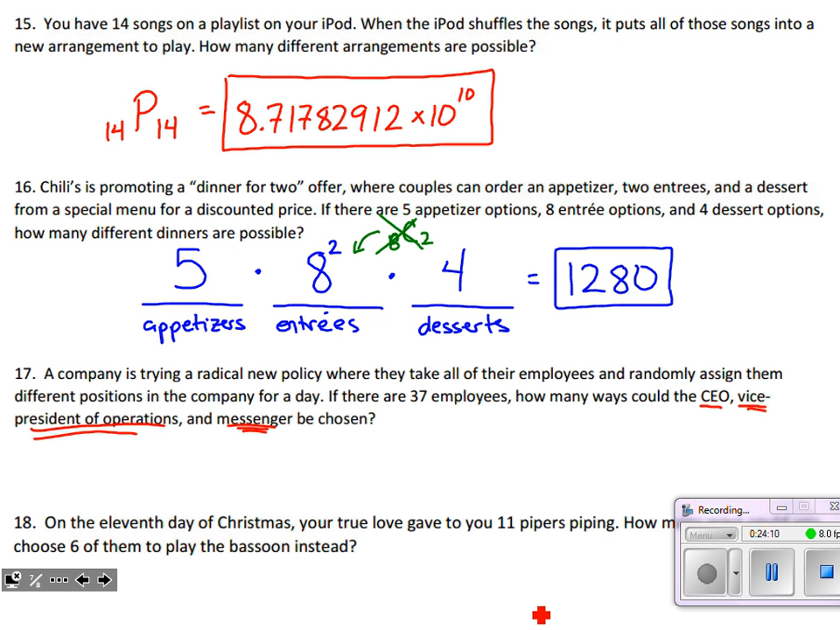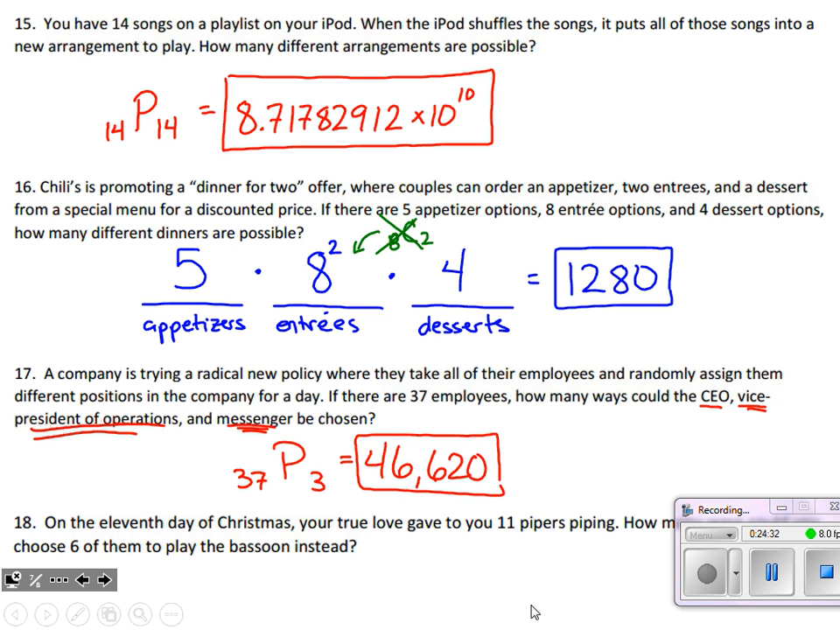So we do have an order mattering here. There are 37 employees. How many ways could I arrange 3 of them in those 3 different positions? And so we've got a permutation, 37P3, and we find that that's 46,620. Again, be on the lookout for when there's an order that's affecting our result.